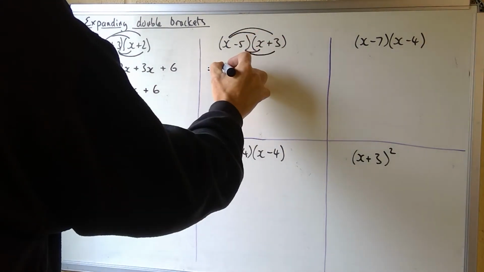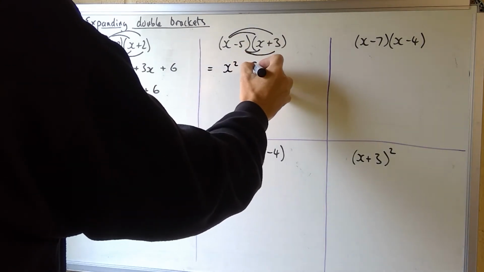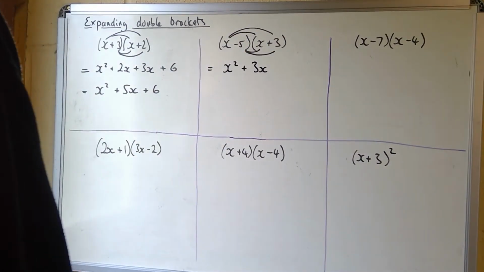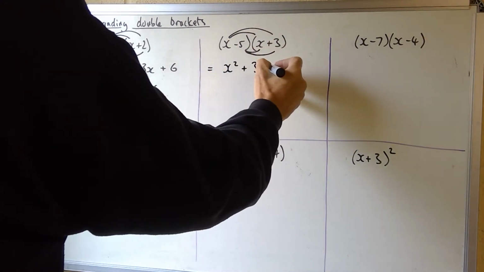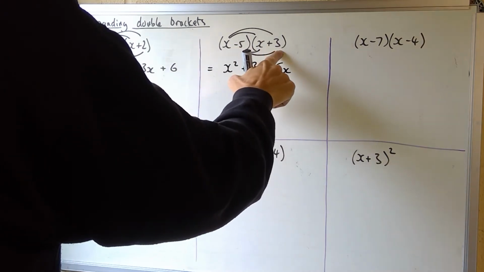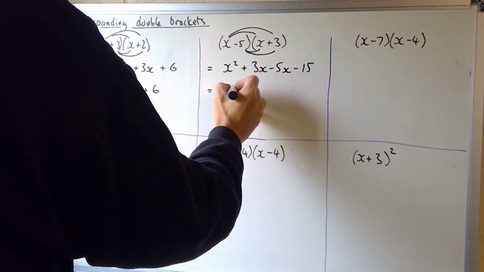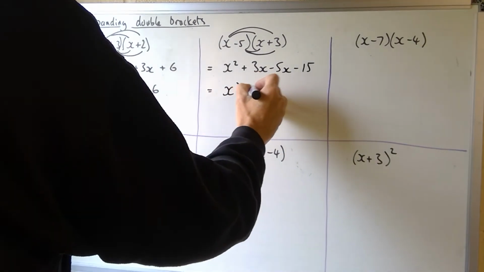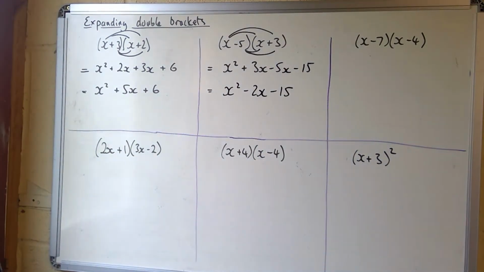So x multiplied by x is x squared. x multiplied by 3 is 3x. This is where we have to be a little bit more careful because this is a negative 5 here. So negative 5 times x is negative 5x, and negative 5 times positive 3 is negative 15. We just have to be careful there with our signs. And when we collect terms: x squared minus 2x minus 15.